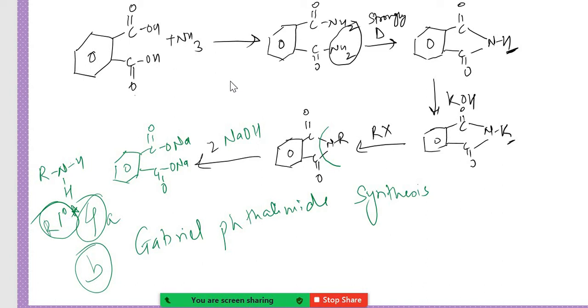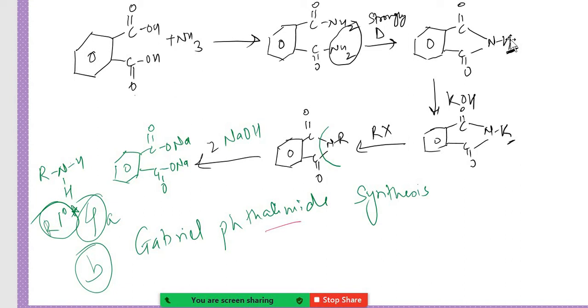Phthalimide. So this is the phthalimide, which can be a starting reactant here. Now when you put KOH, you don't have to do anything. Just replace this H with K. Okay. Then you add RX.